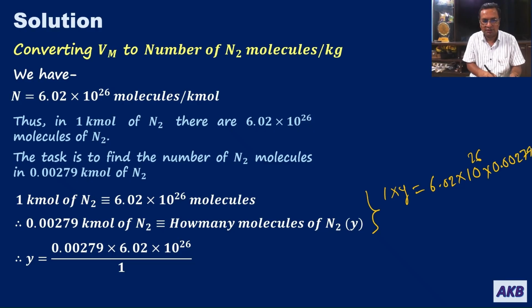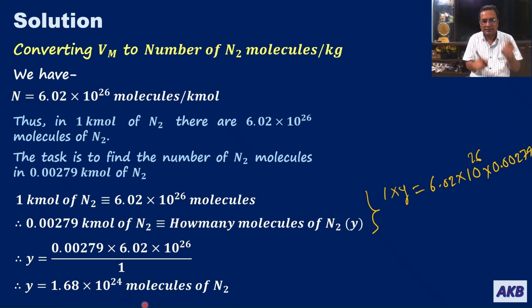And from this equation, you get Y. So this gives us Y as 1.68 into 10 to the power 23 molecules of N2. That means in 0.00279 kilomole of nitrogen, which is occupying the entire surface of the adsorbent, there are 1.68 into 10 to the power 24 molecules of nitrogen. That is, 1.68 into 10 to the power 24 molecules of nitrogen occupy the entire surface of the adsorbent.